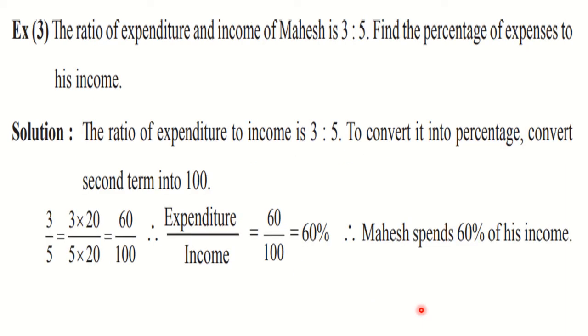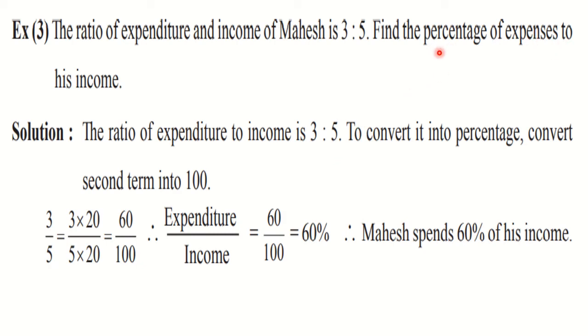Let us go further. One more example. The ratio of expenditure and income of Mahesh is 3:5. Find the percentage of expenses to his income. The ratio is given, and whenever the ratio is given, you have to think of the common multiple. It doesn't mean that the expenditure of Mahesh is 3 rupees and the income is 5 rupees. It's not like that. It's a ratio. It has some common multiple.